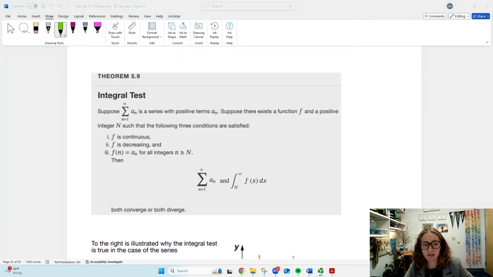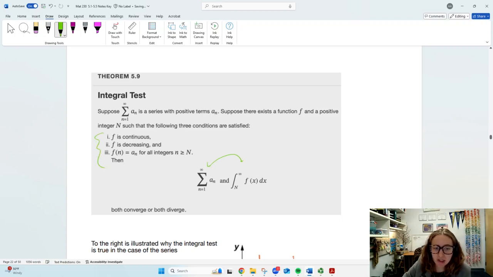This next test that we can do has a couple of conditions that we need to have. Not only does our function need to be continuous and decreasing, but it also has to be written in some form of a sequence. Then our infinite sum and our improper integral of the same function are either both going to converge or both diverge. So these two are linked to each other as long as these conditions are true.